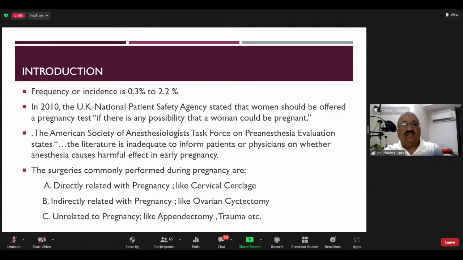The other good recommendation was from the American Society of Anesthesiologists Task Force on pre-anesthesia evaluation, which states that the literature is inadequate to inform patient or physician on whether anesthesia causes harmful effects in early pregnancy.